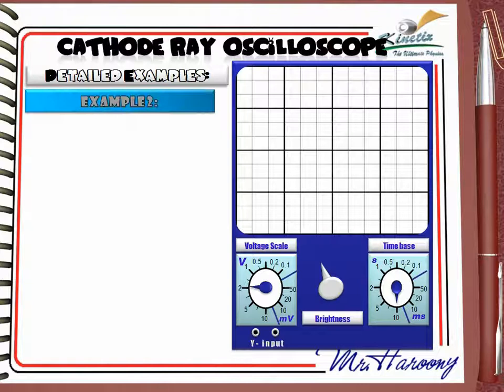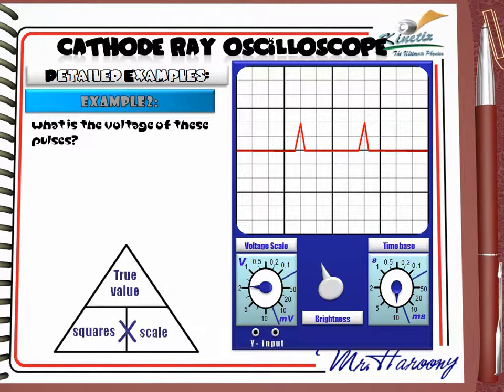Example number 2. This shows a signal given by the finish line motion sensor in a race. What is the voltage of these pulses? Using our triangle, which shows that the number of squares multiplied by the scale equals the true value. Since the question is about voltage, we will look for the height of the signal on the Y-axis.